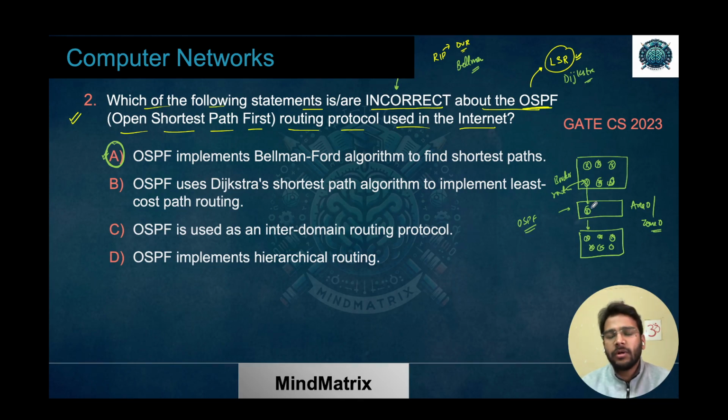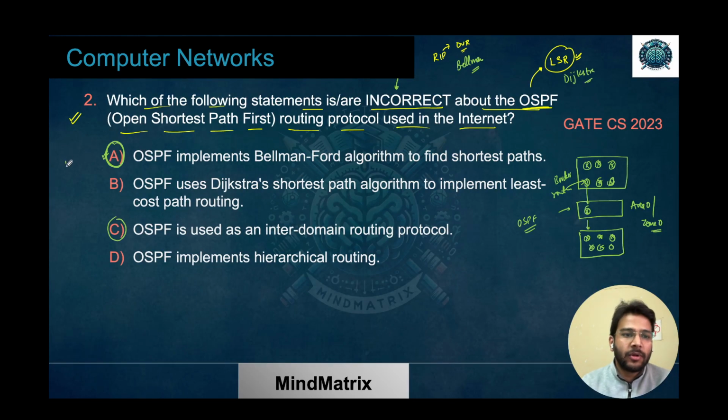This is the concept of OSPF. I'm not going into too much detail. I hope you are aware of the concept. So here it is area 0, zone 0. This is kind of hierarchical routing. So that is why option D is correct here. But it is the correct statement, and we need to find incorrect. So option C, OSPF does not use inter-domain routing protocol. So this is also an incorrect statement.